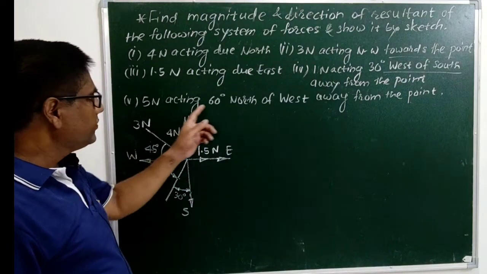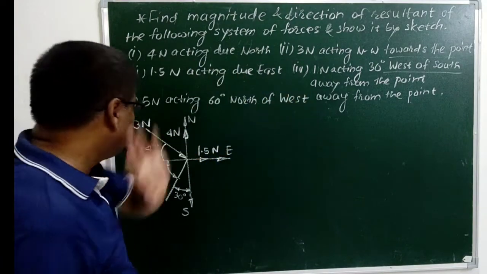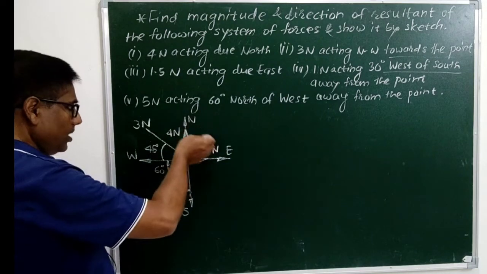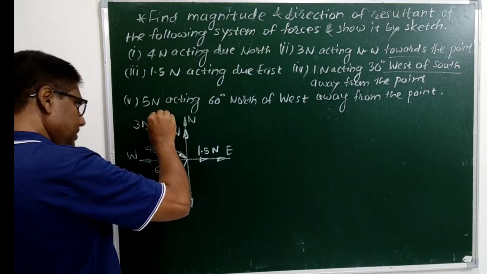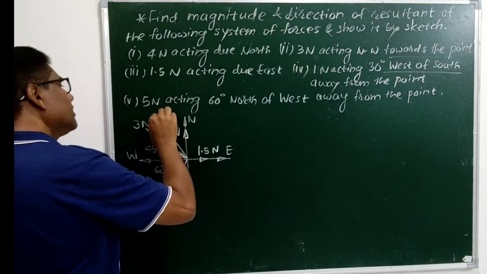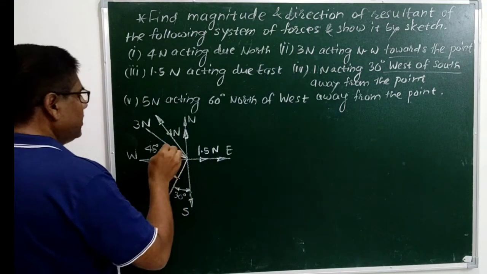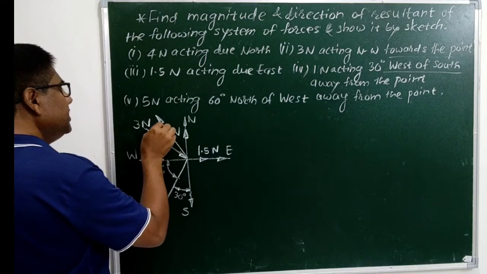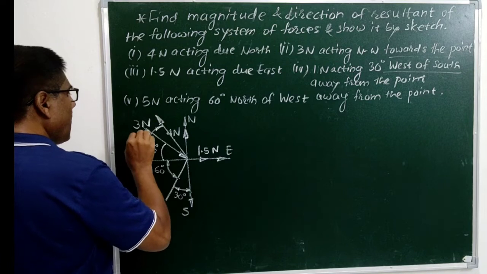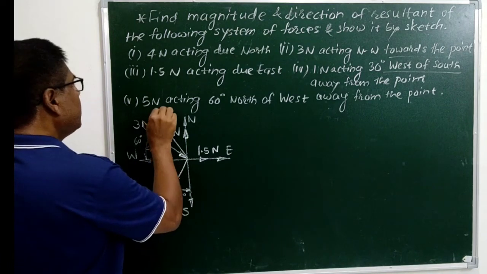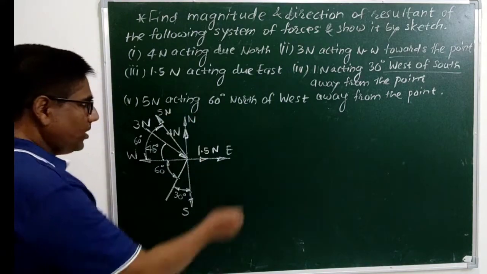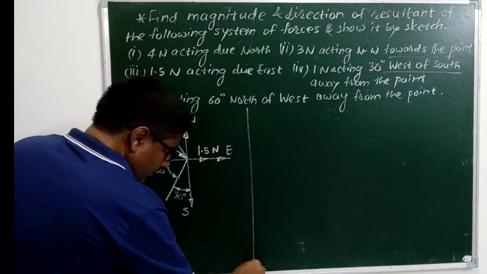Now the last force is 5 Newton acting 60 degree north of west. North of west means we have to move from west to north. What angle? 60 degree, and it is acting away from the point, means this is pull type of force. It is acting at 60 degree, and magnitude is 5 Newton. In total we have 5 forces. Now let us solve this problem step by step.